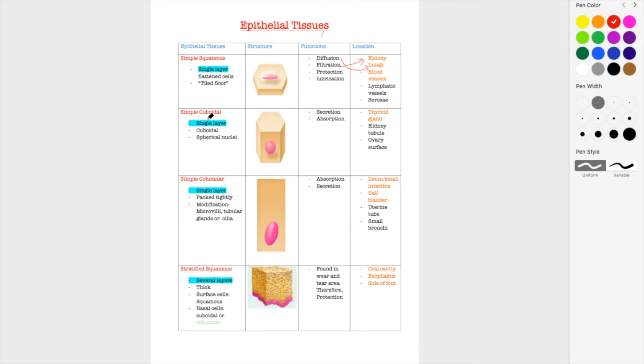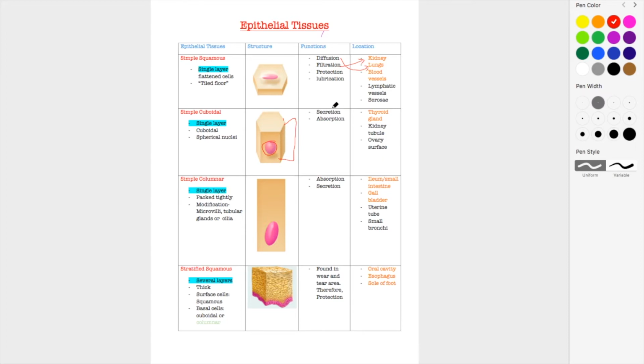Another one is simple cuboidal. As you can see, it is cubic in shape, cuboidal in structure. It is also single layered, meaning another layer is not going to come on top and form the same type of structure. It's cuboidal, but single layered. There is no stratified structure here. And it has spherical nuclei, as I mentioned in a previous lecture also. The cuboidal shape usually possesses spherical nuclei.